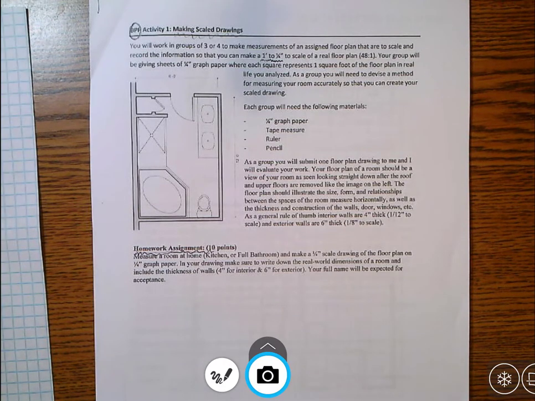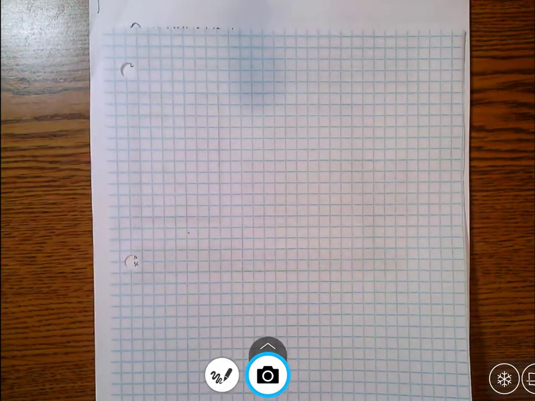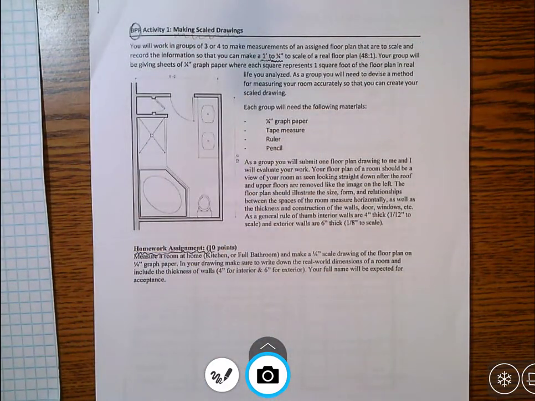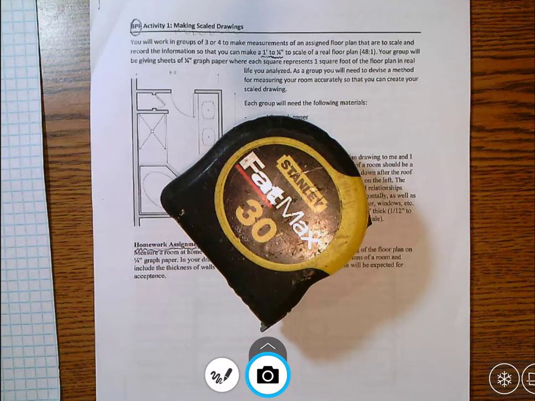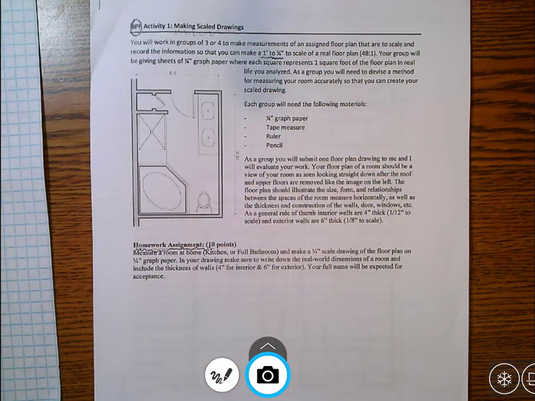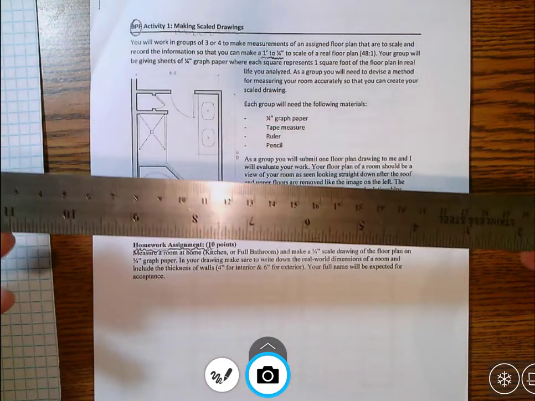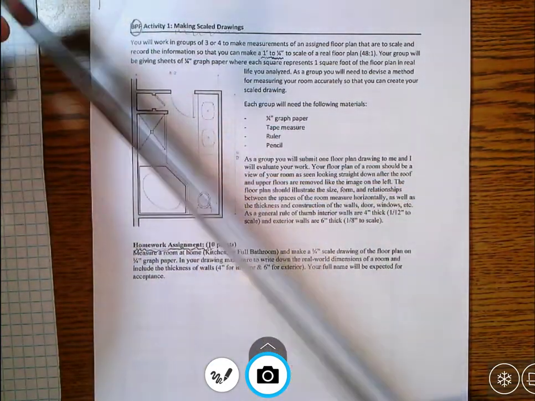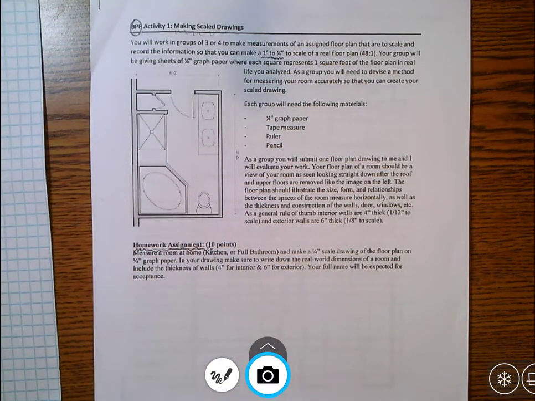So what I'm going to do is walk through this entire process with you and how you would go about this activity. A few things that you will need. You will need some 1/4-inch grid paper. This should be provided to you in a packet or something you should have gotten from school. You will need a tape measure, just a standard tape measure so you can measure the dimensions of your room. You will need a ruler, just a standard inch ruler is something that you will need.